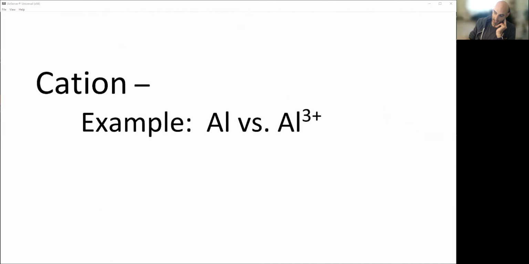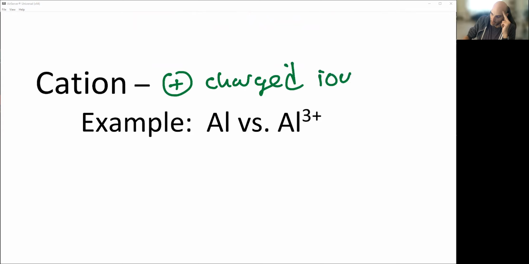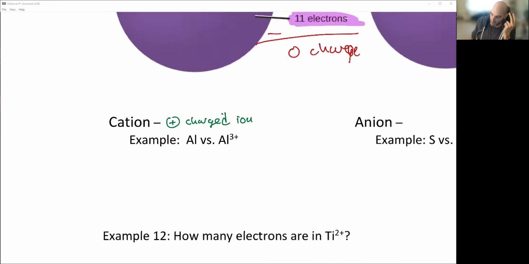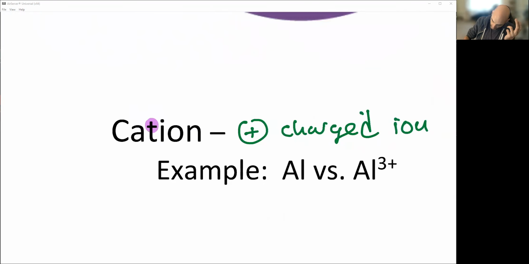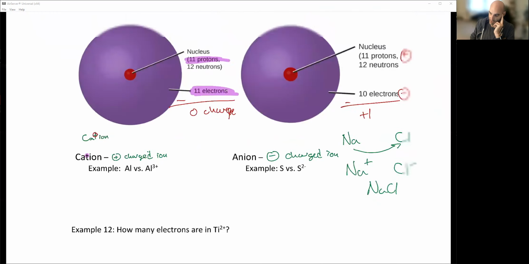So cation versus anion, there are two different types of ions. A cation is a positively charged ion, and an anion is going to be a negatively charged ion. Easy enough. The way to differentiate these two, it worked for me when I was learning this stuff: there's my positive charge, that little plus right there, and the term cation is what I used to recognize that this one was the positive charge. It's simple, or you just memorize cation versus anion.